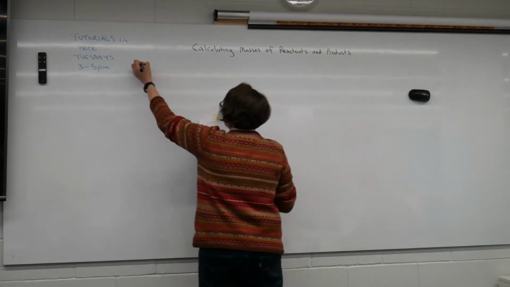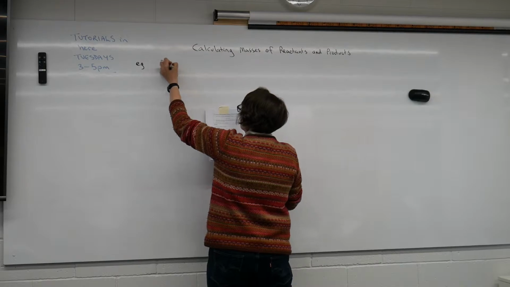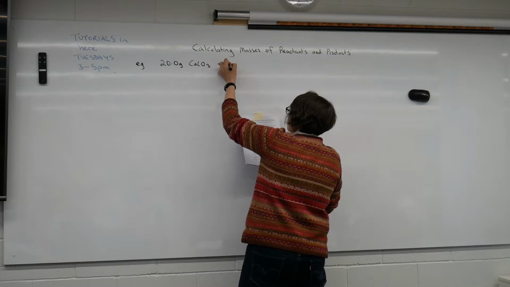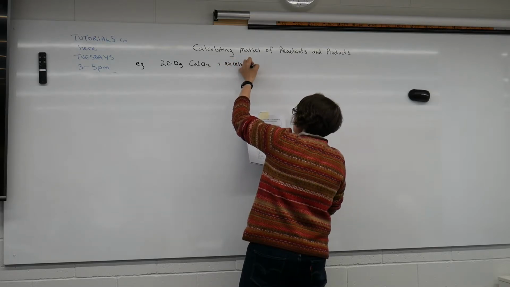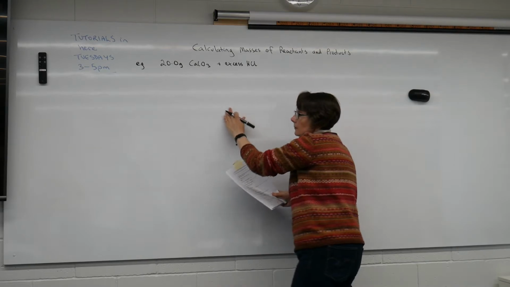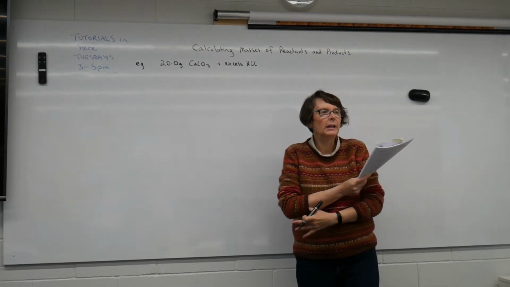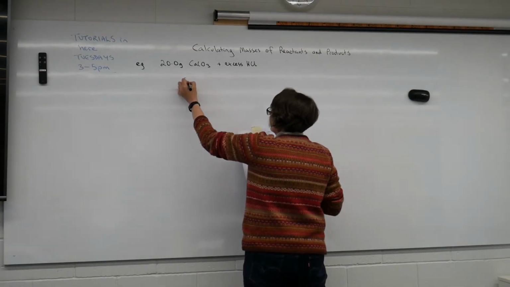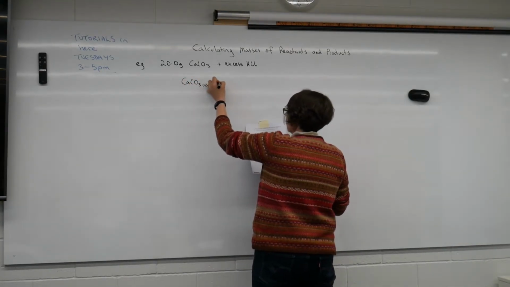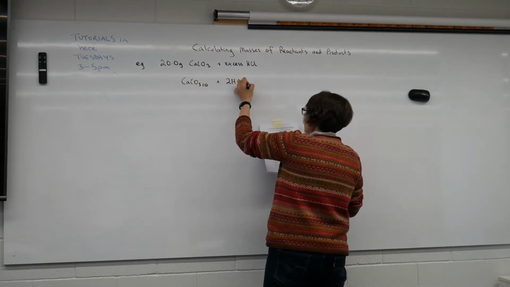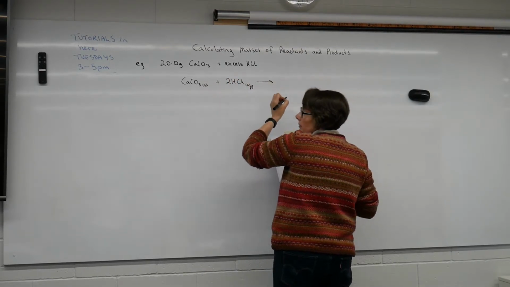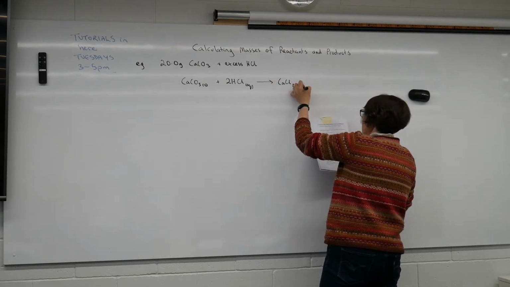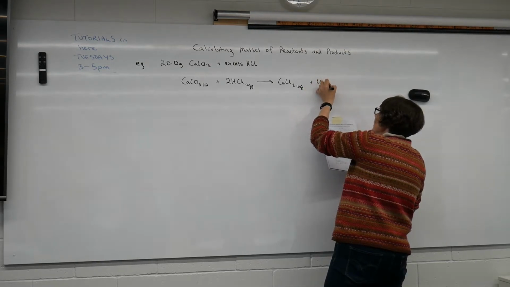So our example is 20 grams of calcium carbonate plus excess hydrochloric acid. And we're not going to be able to do any calculations without the balanced chemical equation. So where this has been given to us. Mind you, this book is so riddled with errors that sometimes it's a good idea to check it. But this is a very familiar reaction.